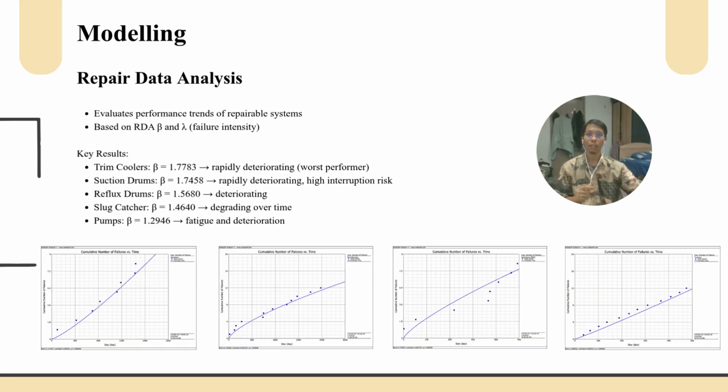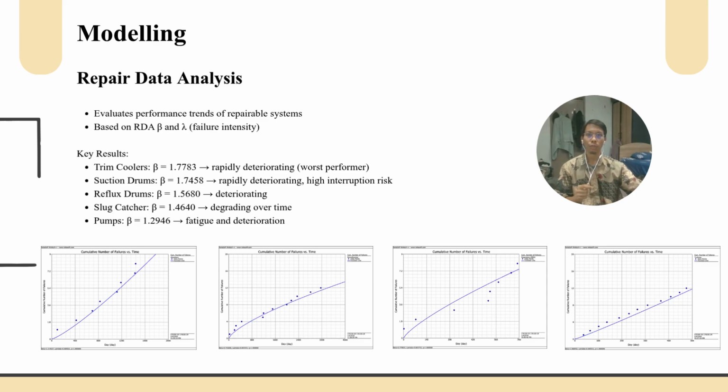For repairable data analysis, we evaluated the performance trends of key systems using the beta parameter and failure intensity. The results show that most equipment is deteriorating over time, as indicated by beta values greater than 1. Trim coolers have the highest beta at 1.78, making them the worst performer with rapidly increasing failure frequency.